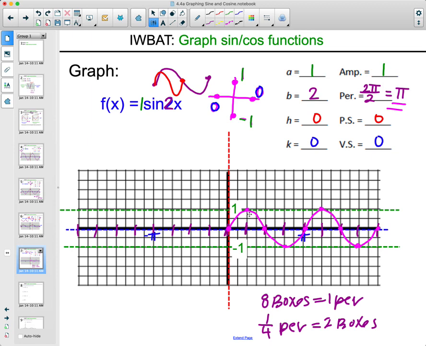Then backwards. If we're looking at it backwards, we're on the down swing here. So this will be min, middle, max, middle, min, middle, max, middle.